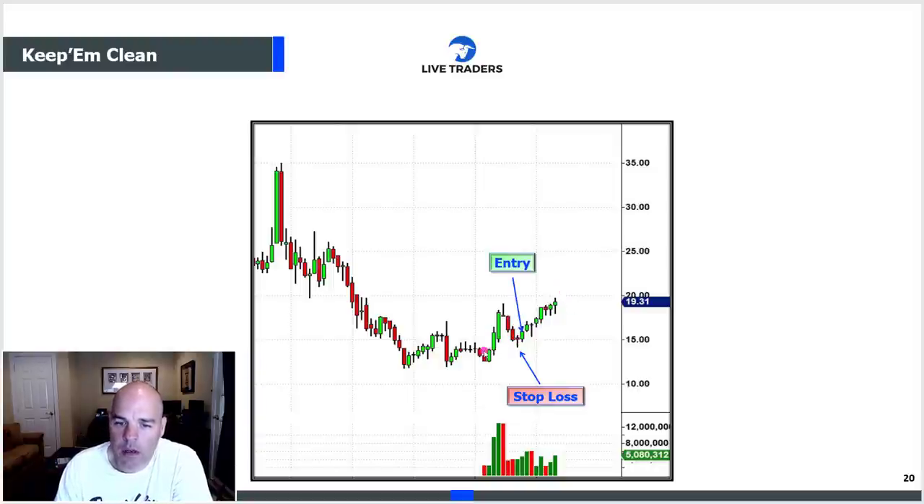50% overlap, nice green bar strength, 50% retracement, bottoming tail doji bar rip. First target is the topping tail. Second target's way up here at like 26, whatever that area is.